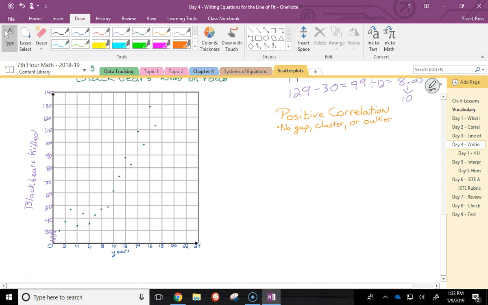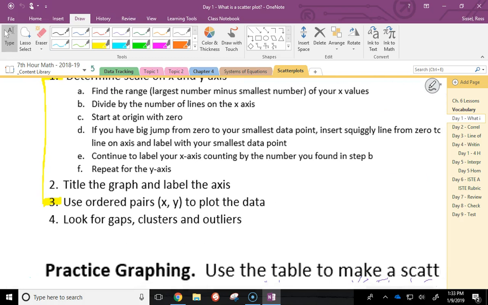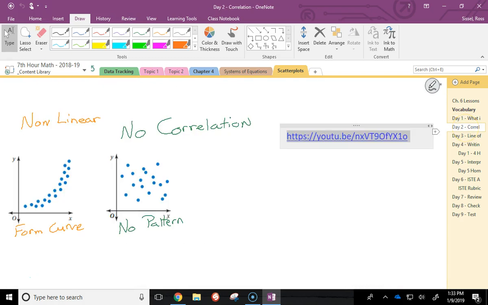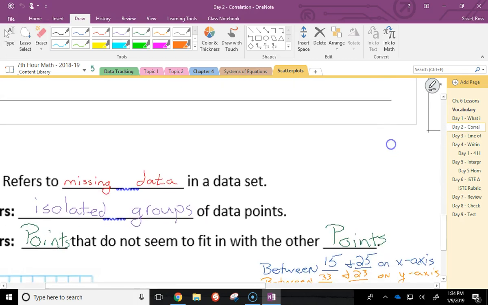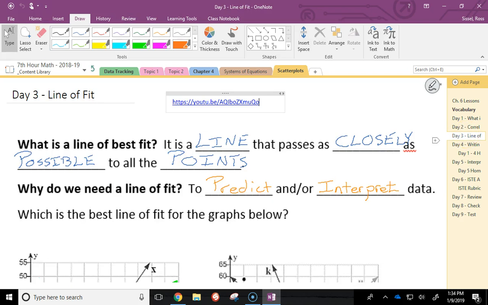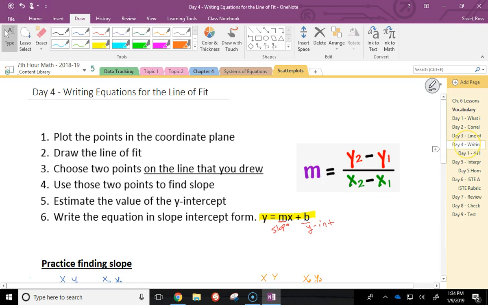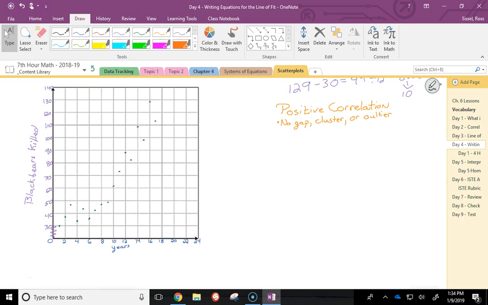Do you guys see how we've done every single day? We first looked at scatter plots. We worked on graphing. Then we went from day 2. We identified the correlations, the gaps, the clusters, the outliers. Yesterday, we looked at line of fit. So that is where we are at right now. So we need to go ahead and put our line of fit in. Will you and I have the exact same line? No. Because there's a little bit of interpretation. So I'm going to go ahead and try and put my line in here.